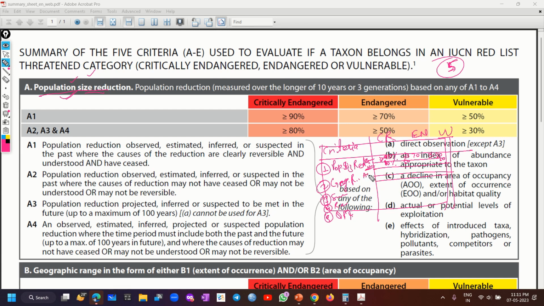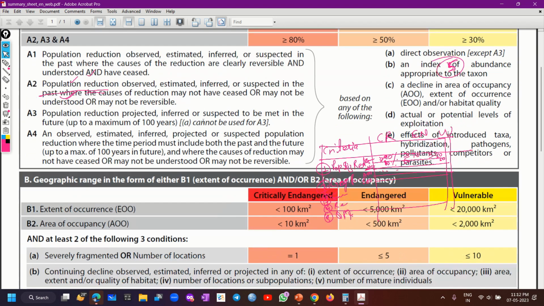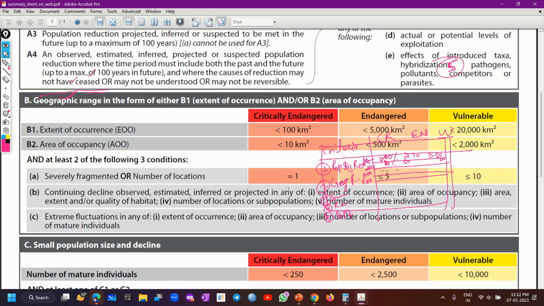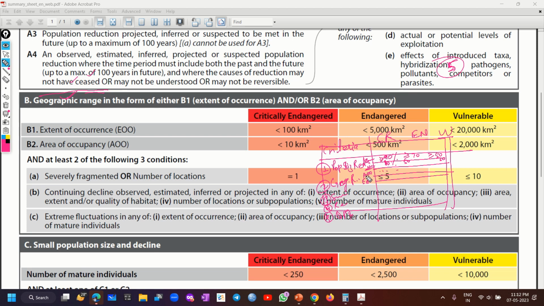Now, geographical features: area of occupancy or extent of occurrence. Everything you will consider in a very basic manner and write perfectly. Area of occupancy is less than 10 square kilometers, less than 500 square kilometers, less than 2000 square kilometers. Similarly, extent of occurrence is less than 100 square kilometers, less than 5000 square kilometers, less than 20,000 square kilometers. Similarly, for small population size, write the number of mature individuals: lesser than 250, lesser than 2500, lesser than 10,000.